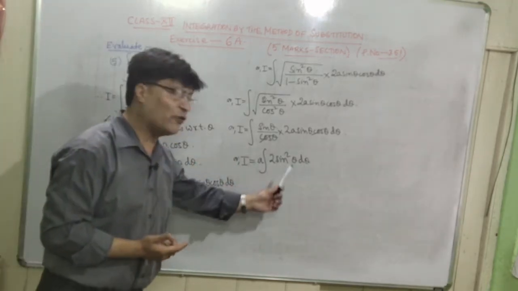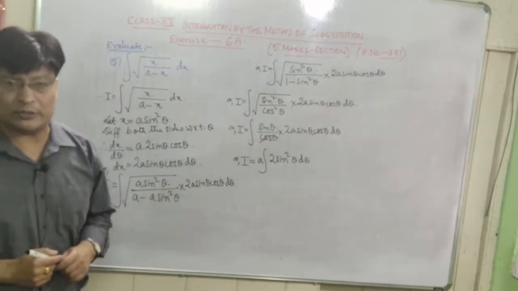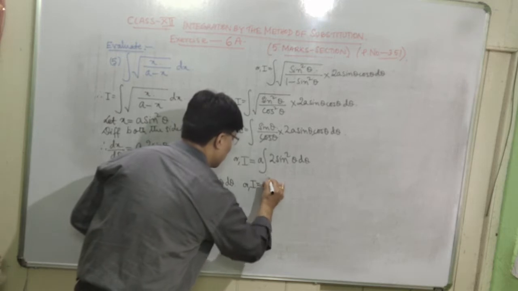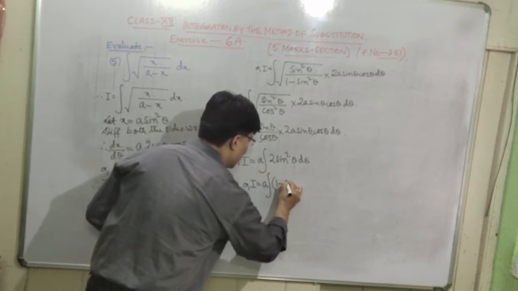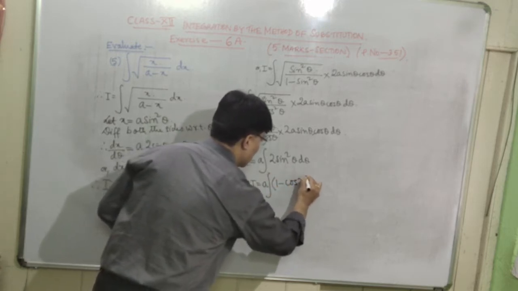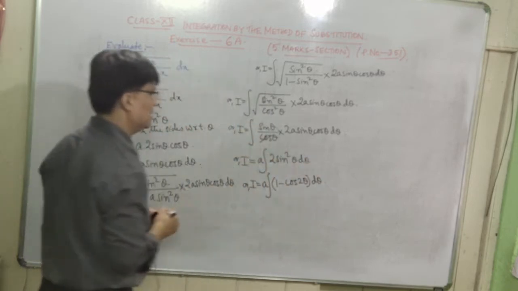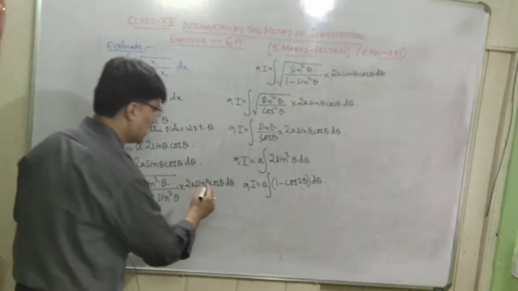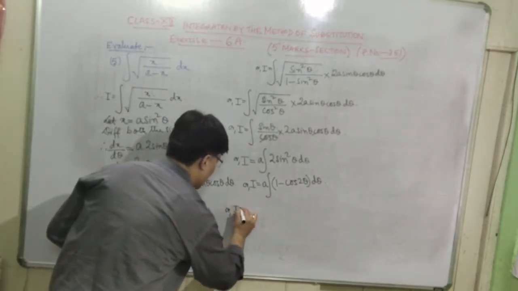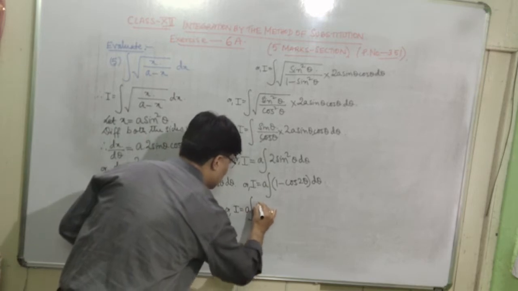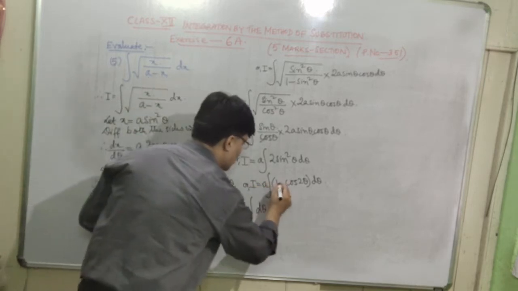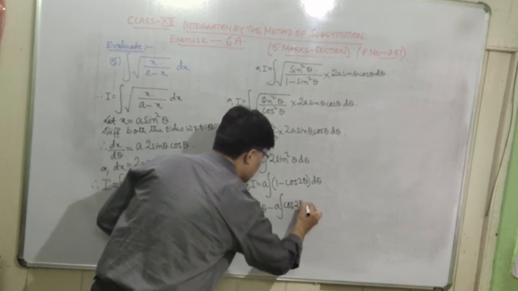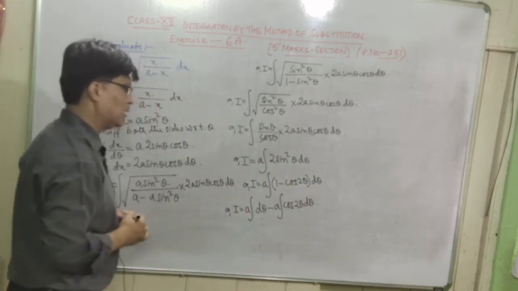Now you have to use the formula from multiple angles in trigonometry. What is the formula for 2 sine square theta? It is I is equal to a integration of, what is the formula? 1 minus cos 2 theta. Then it is d theta. Is that understood? Now we can separate the terms. Or I is equal to a integral d theta minus a integral cos 2 theta d theta. Okay.